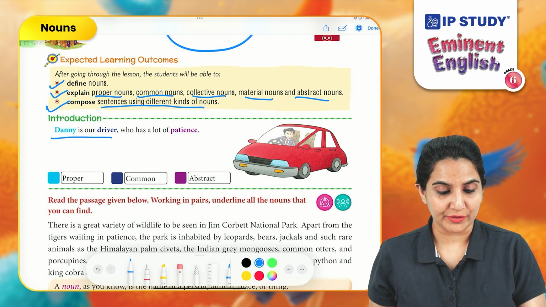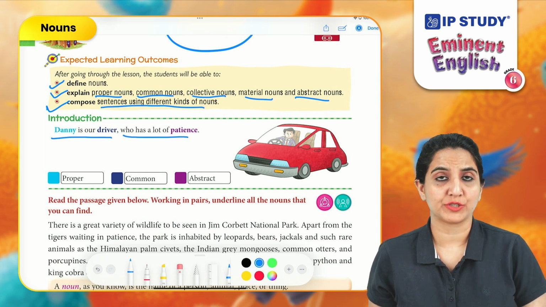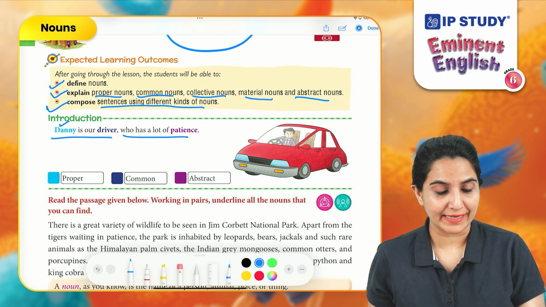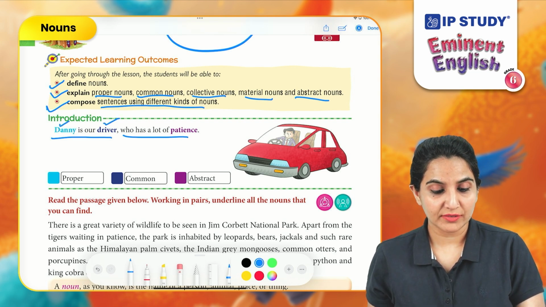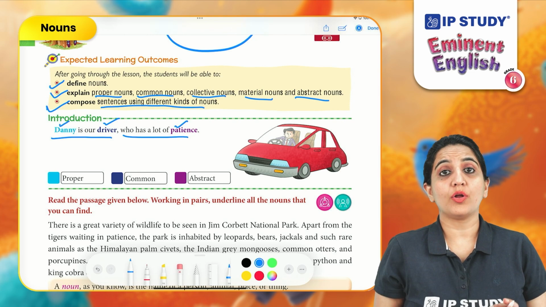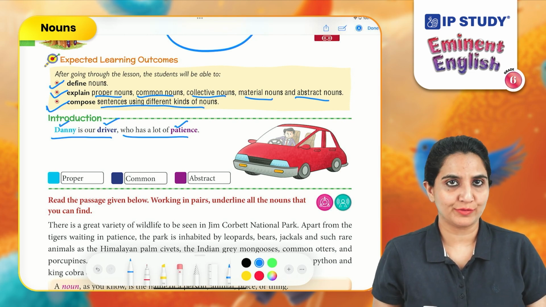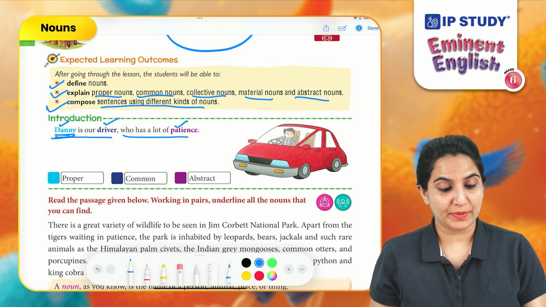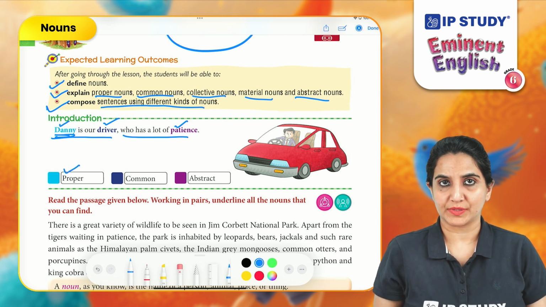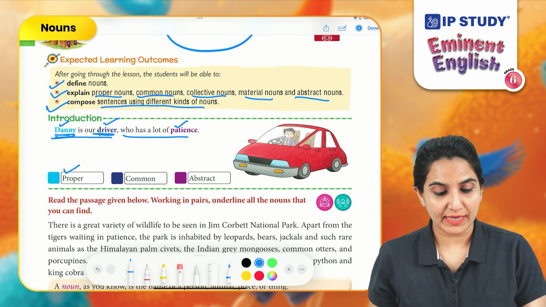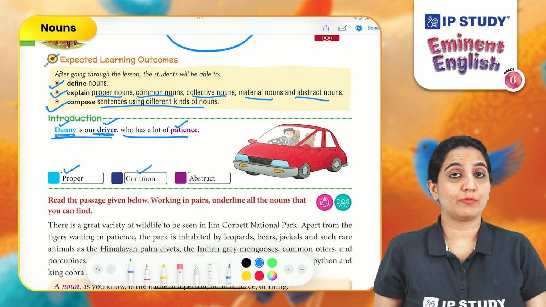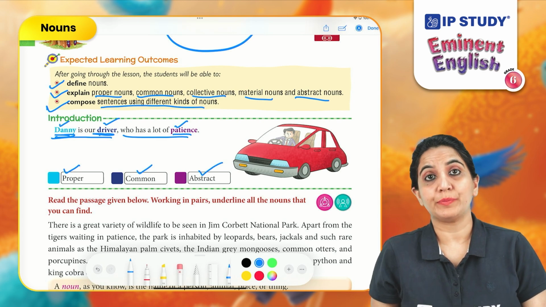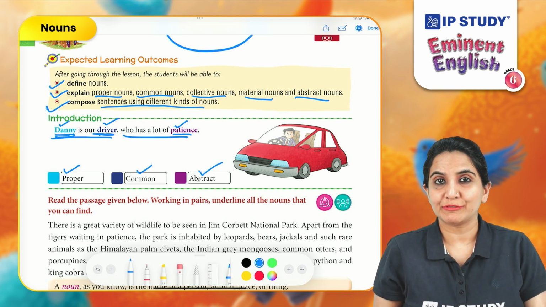Danny is our driver who has a lot of patience. Now, in this sentence, the words Danny, driver, and patience are all nouns, but they are different kinds of nouns. Danny is a proper noun. That means it is the name of a particular person. Driver is a common noun because it is the name of an occupation. Patience is an abstract noun because it means a feeling.